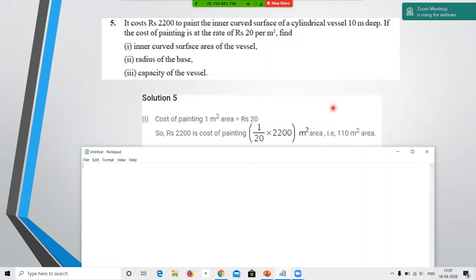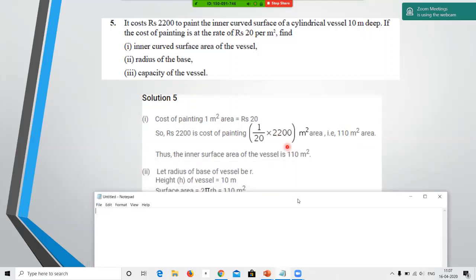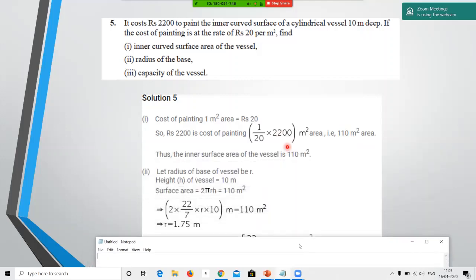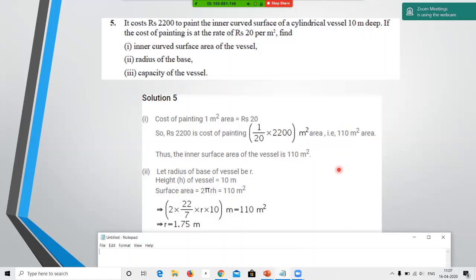What is the curved surface area, lateral surface area for a cylinder? 2 pi RH. The 2 pi RH is given to you as 110. H is given to you as 10. Find the value of R. Is it 7 by 4? Go slow. The radius is 7 by 4, 1.75 meters.